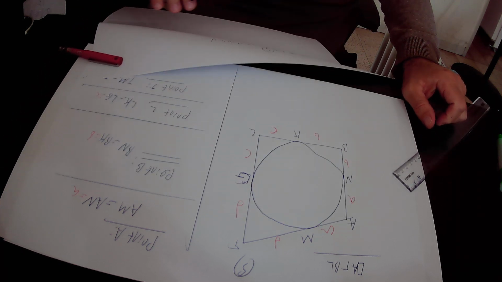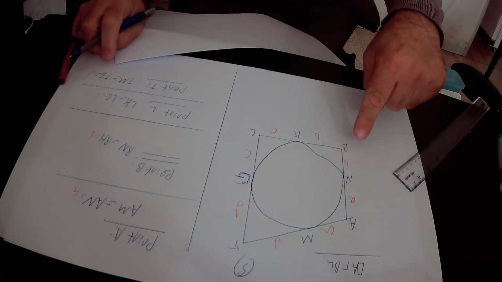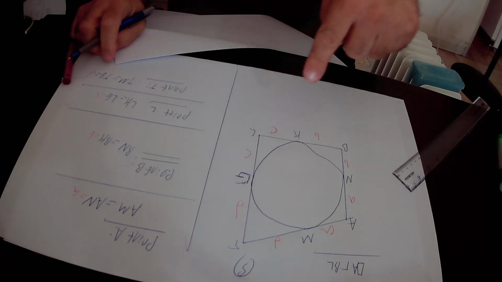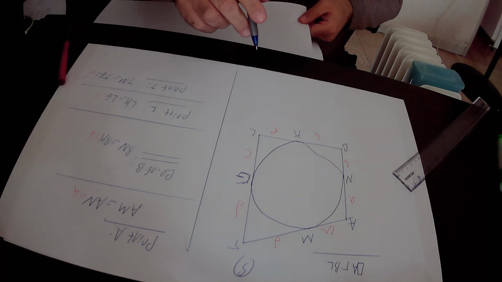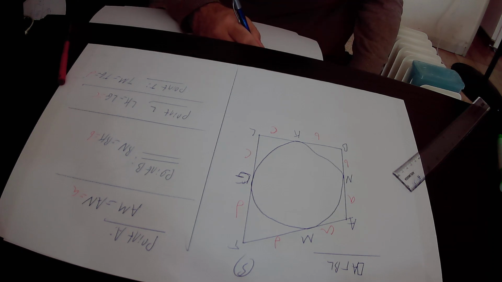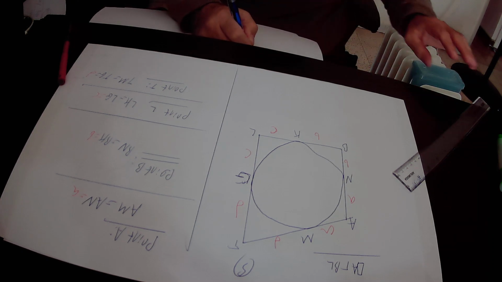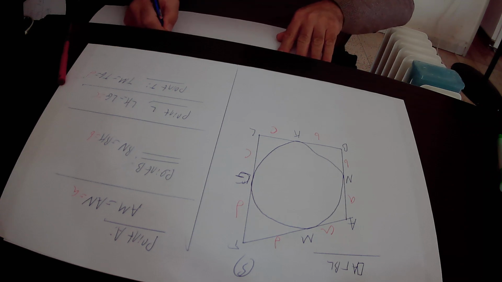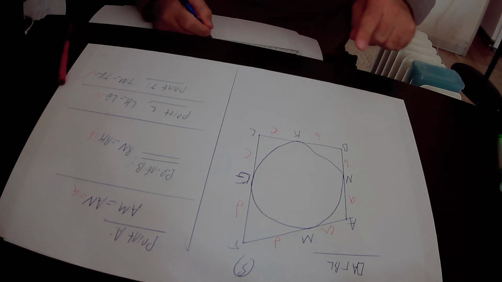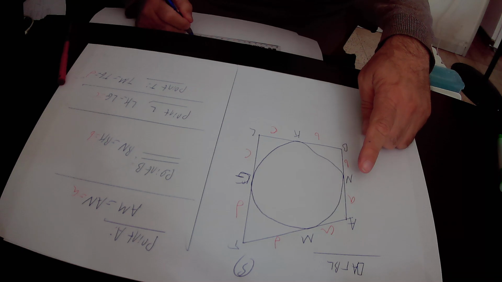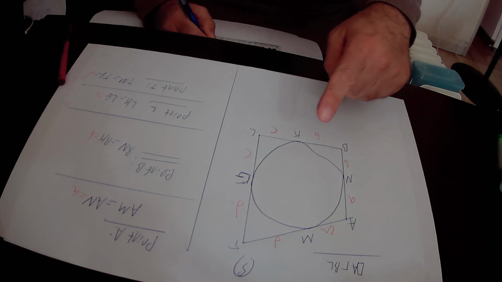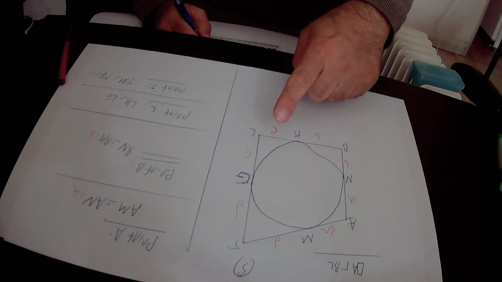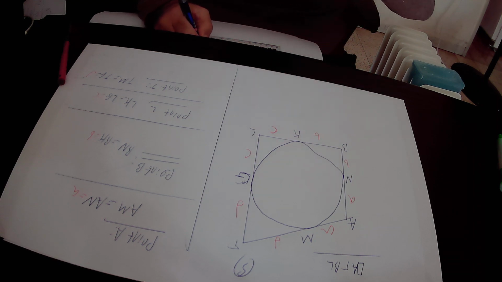In the next step, we join side AB with side TL. So AB plus TL is equal to, AB equals a plus b, so substitute AB by a plus b, and TL is d plus c, so substitute TL by d plus c.